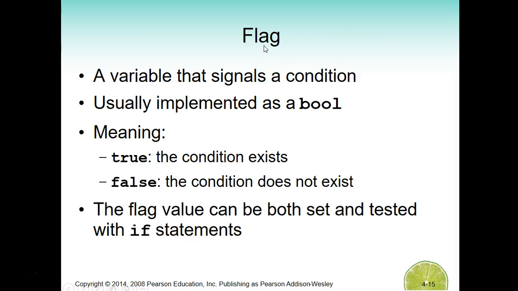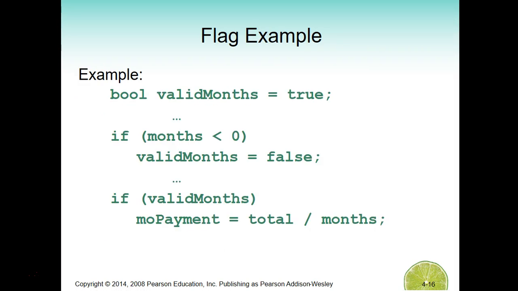When that happens, it's what we call a flag value. A variable that signals a condition is a flag, usually a Boolean. It's usually true if the condition exists, and usually we set it to false if the condition does not. Flag values can be used to both set and be tested with if statements.